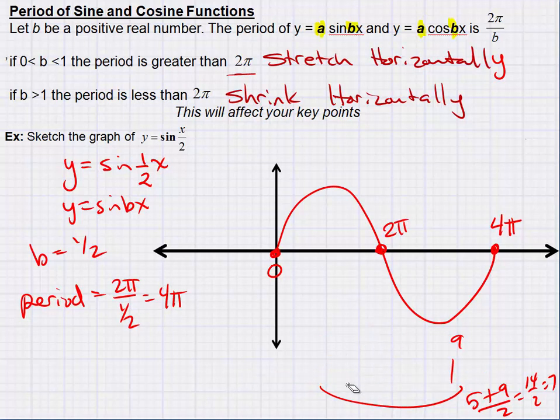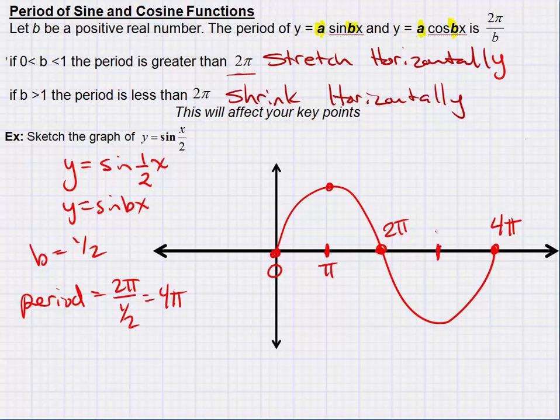So anytime you want to find some number in between two more numbers, that's how you do it. If I take 0 and 4 pi, I add them together, divide by 2, I get 2 pi. That's in the middle. Alright. So then I want to find what this point is. Well, this point's going to be pi, because that's directly in between these two. And this one's going to be 3 pi, because that's directly in between these two.